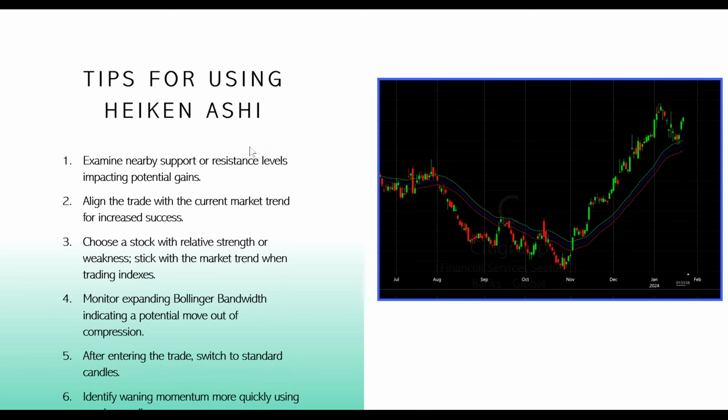And again, tips for using Heiken-Ashi: make sure you know where your support and resistance levels are. What I mean by that is if you're going into a trade and the 200 simple moving average on your daily chart is 10 cents above where you're trading, you don't want to go into the trade. You don't have enough space to the upside. Again, you want to align the trade with the current market trend for increased success, if there is a market trend.